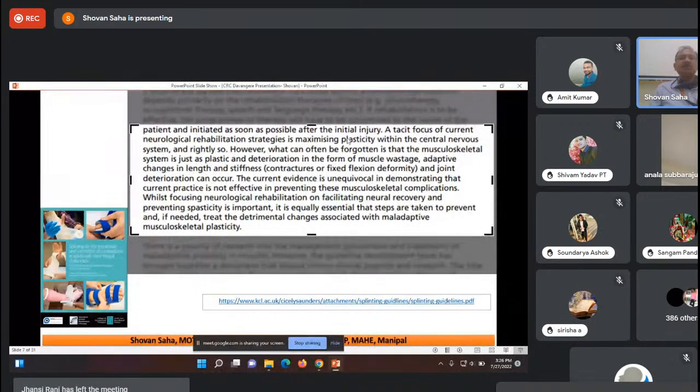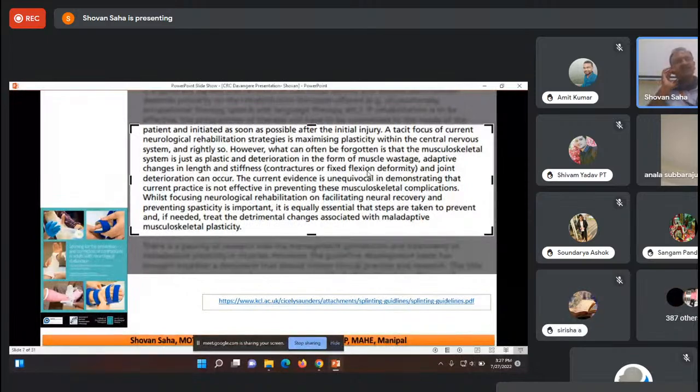A tacit focus of current neurological rehabilitation strategies is maximizing plasticity within the central nervous system. Okay, so any kind of neurological intervention, it is an established fact that neuronal plasticity happens, without doubt. And they are rightly so. However, what can often be forgotten is that the musculoskeletal system is just as plastic, and deterioration in the form of muscle wastage, adaptive changes in length and stiffness, or contracture and fixed flexion deformities.